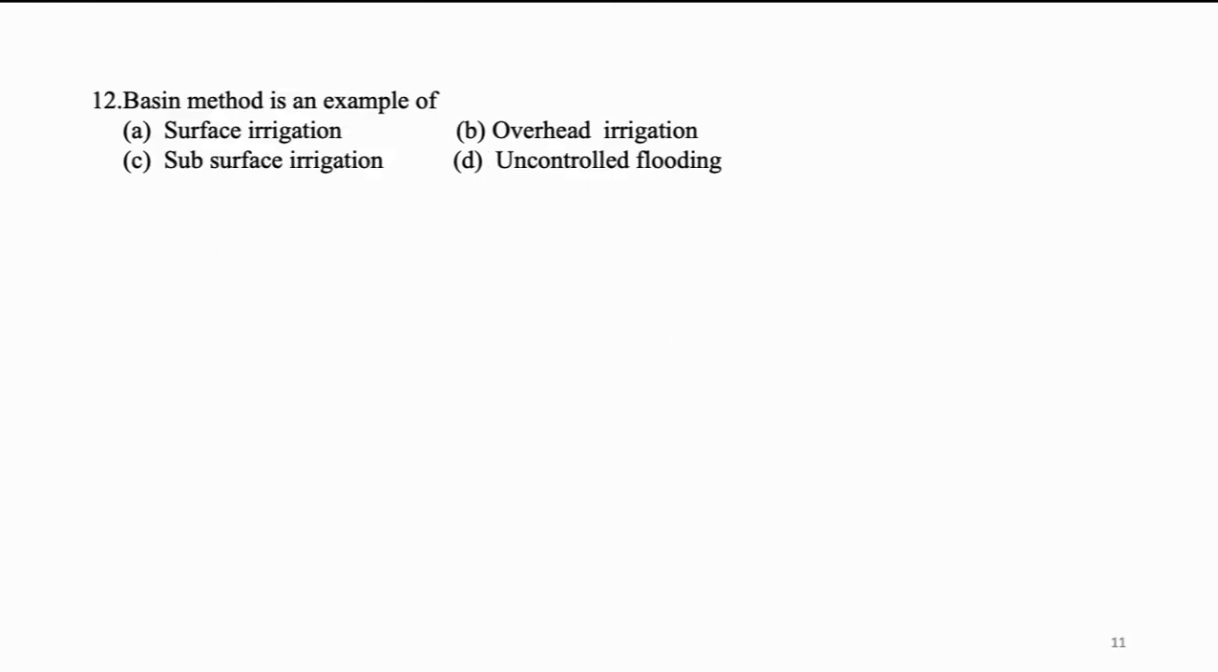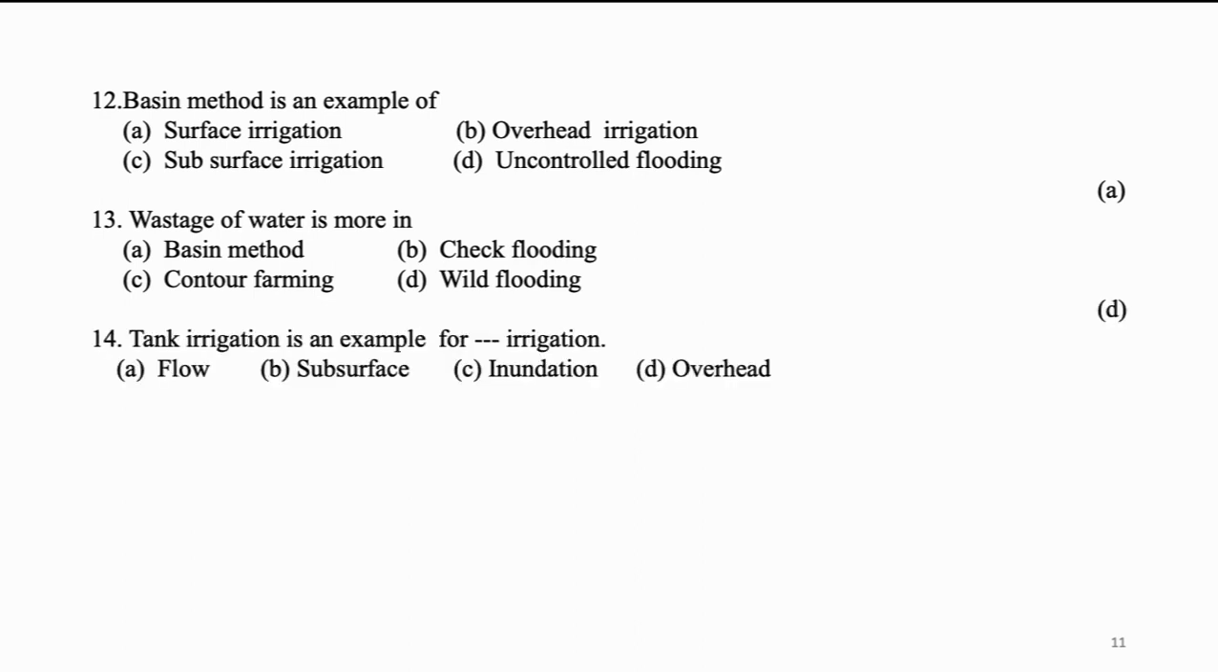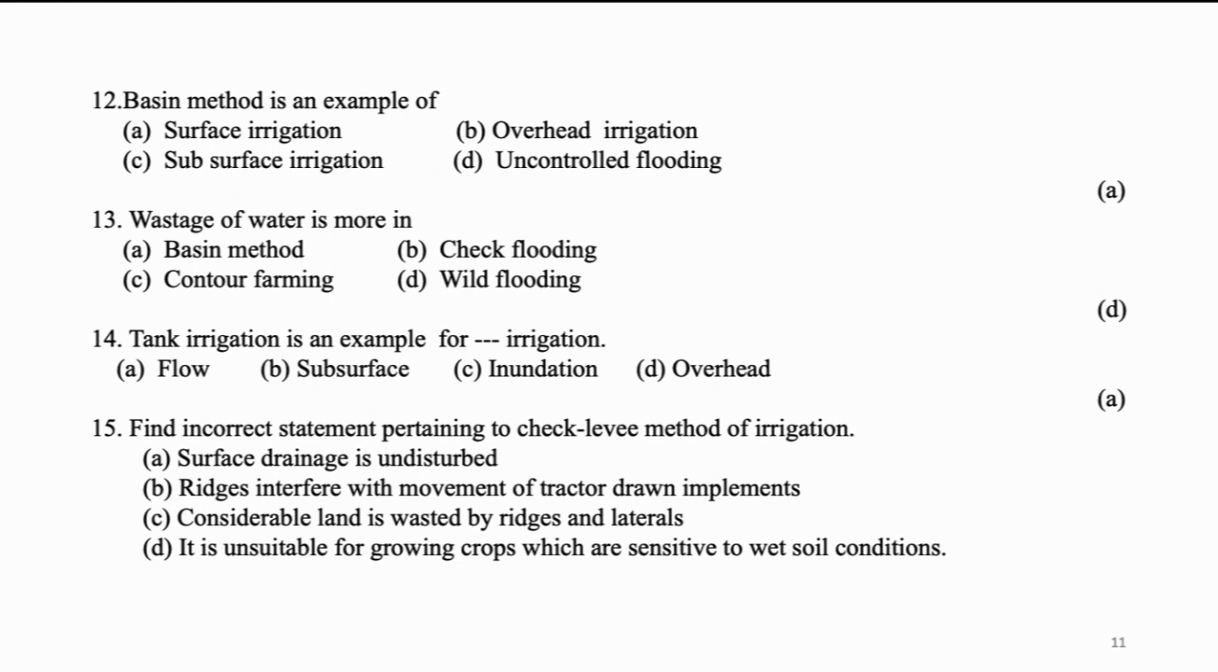The answer is B. Basin method is an example of surface irrigation, overhead irrigation, subsurface irrigation, uncontrolled flooding. The answer is A. Wastage of water is more in basin method, check flooding, contour farming and wild flooding. D. Tank irrigation is an example for dash irrigation, flow irrigation, subsurface irrigation, inundation irrigation, overhead irrigation. Answer is A. Find incorrect statement pertaining to check or levee method of irrigation.